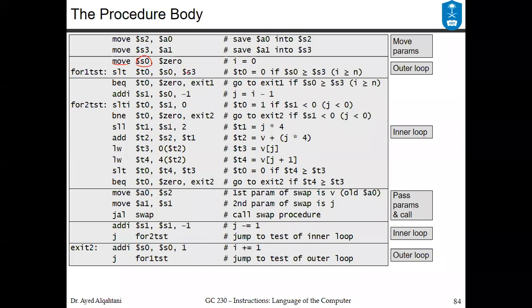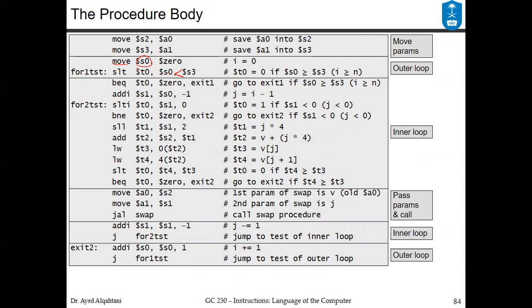Notice we need to keep the register numbers, the lowest, which is 0 here, and the highest 3, to keep the same format, which is set less than followed by branch equal. Now we know set less than, if S0 is less than S3, meaning that I is less than n, it sets T0. If this is true, it would be 1.